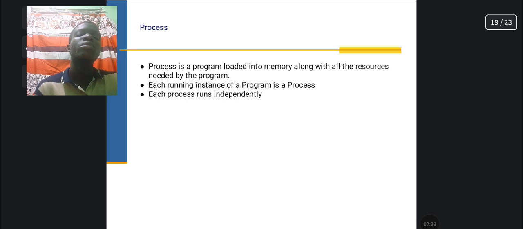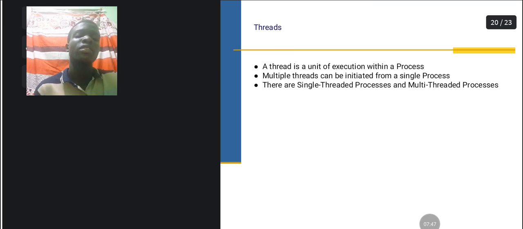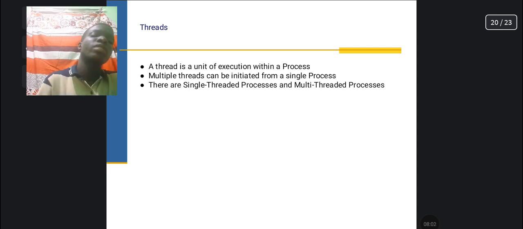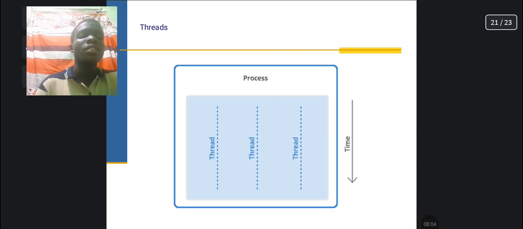Now, a process is a program loaded into the main memory along with all resources needed by the program. Each running instance of a program is a process. Each process runs independently. A thread simply means a unit of execution within a process. Multiple threads can be initiated from a single process. Now there's a diagram of the thread.